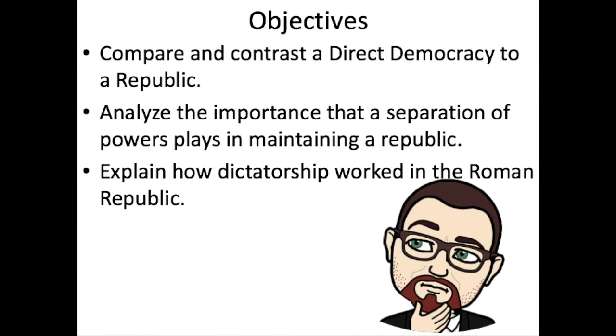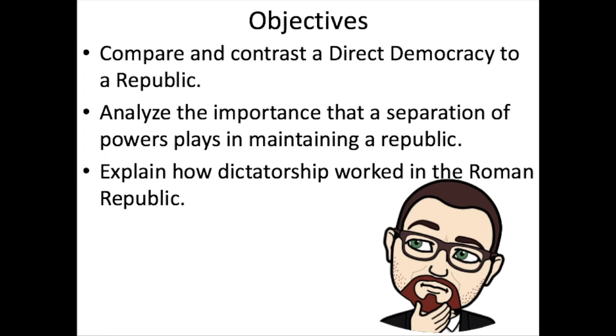Hey, sixth graders, how are you? Today we're going to continue our exploration of the Roman Republic. Our objectives for this lesson: I want you to be able to compare and contrast the government systems of a direct democracy, which we see in Athens, and a republic, which we see, as you know, in Rome. We're also going to analyze the importance that a separation of powers plays in maintaining a republic. And lastly, I want to explore that idea of dictatorship in the Roman Republic a bit more, and I want you to be able to explain how that worked.